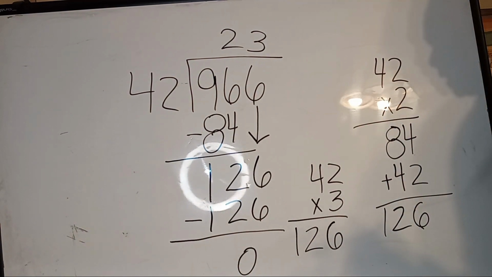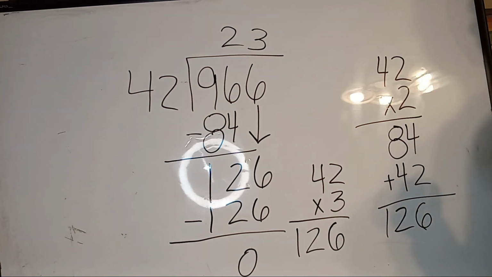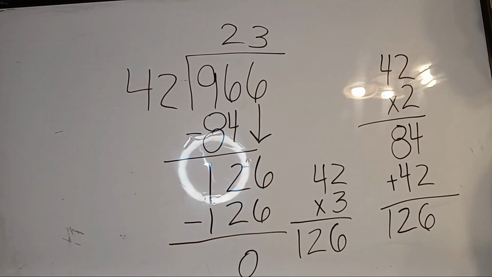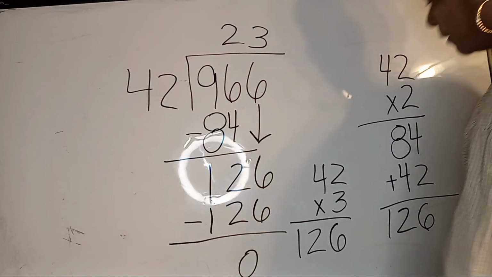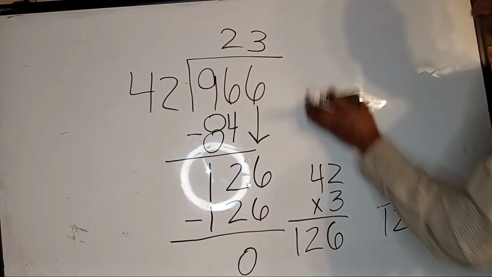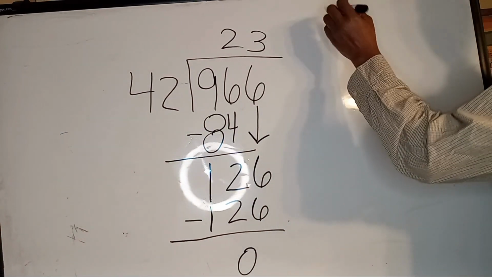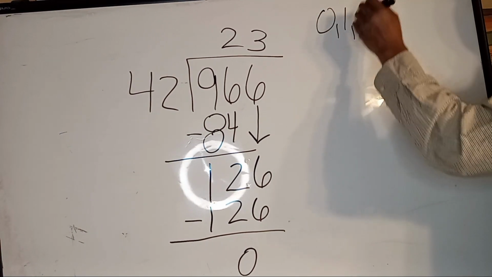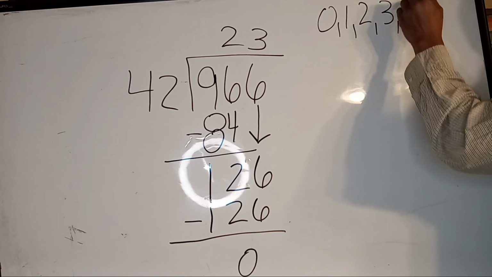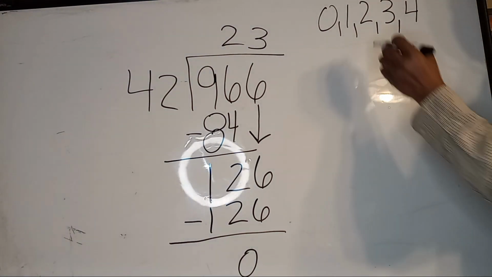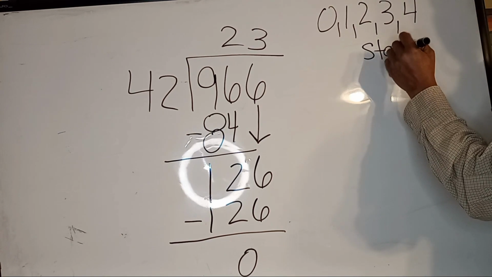But is that really the answer? No. For this problem, it's not. We said we're estimating. So what are the rules of estimation? Do you remember, Jamir? All right, so let's tell the people what the rules are. We have rules to estimate, right? So let's share the rules. We got 0, 1, 2, 3, and 4. So what's the rule for those numbers? They stay the same. Exactly, stays the same.